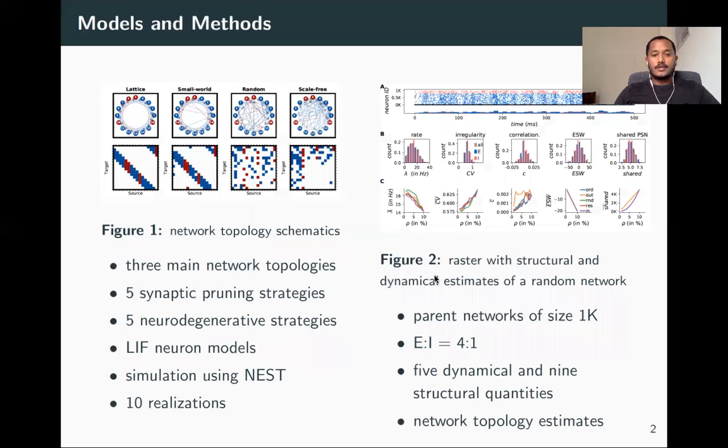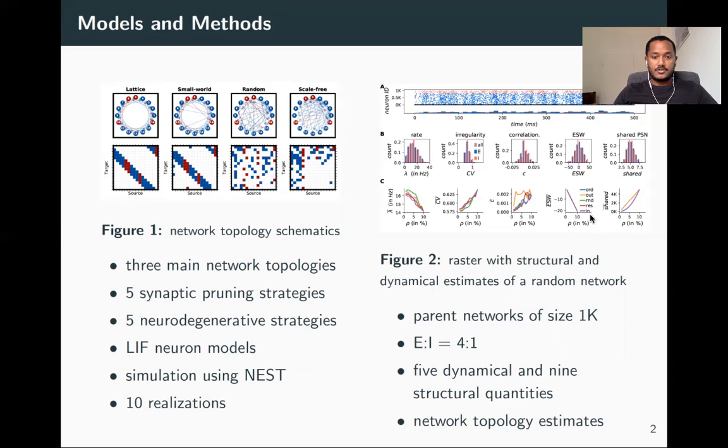As illustrated in figure 2, we demonstrate what we did using a single network. This is a random network which was simulated for 10 seconds. We put the raster plot at the top. The second row shows the dynamical statistics and the structural statistics of some variables for this network. And the last row shows the change of these statistics with different degeneration techniques, in this case, five synaptic pruning strategies.